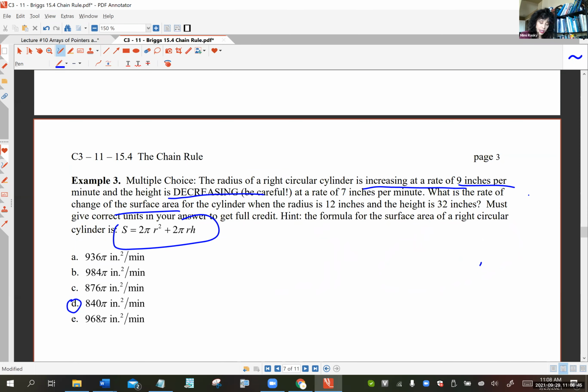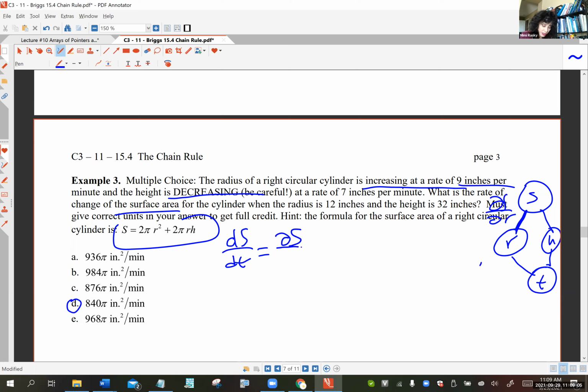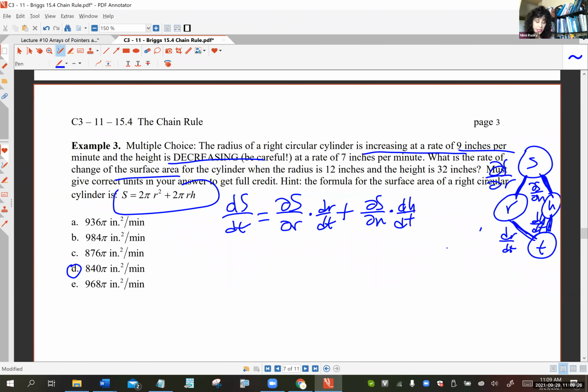What's going on? If you draw a tree, I always like my trees. The surface area is a function of only 2 variables, R and H, and R and H themselves are functions of time, T. And if you do the ds dt formula, if you go down one tree, you're going to take the partial of S with respect to R, so ds dr, times dr dt, so you write that down, plus, then you go down this branch, which is the partial of S with respect to H, ds dh, and you multiply that by the derivative of H with respect to time, dh dt. So notice I have curvy stem and straight stem, letter D's both.